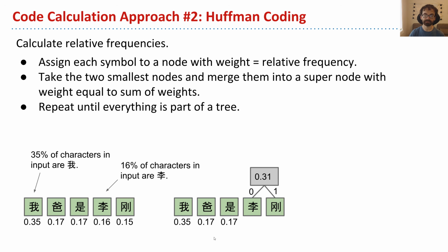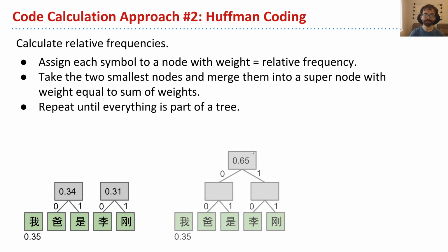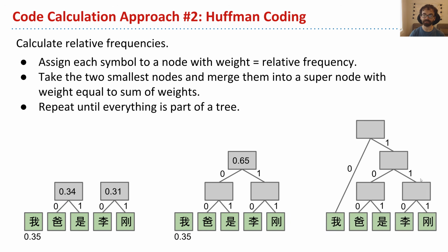So what's next? We have four nodes. Which two have the smallest? The 0.17s. So we merge those together and we get a node of 0.34. Now which two are the smallest? The 0.34 and the 0.31. Okay, so we merge those and we get a single supernode of 0.65. And then lastly, we have two nodes. We combine those together, and now we have a tree where the supernode at the very top has weight 1, which will always happen.